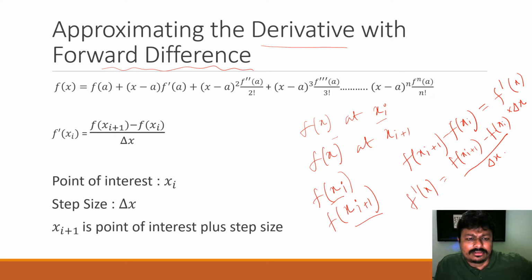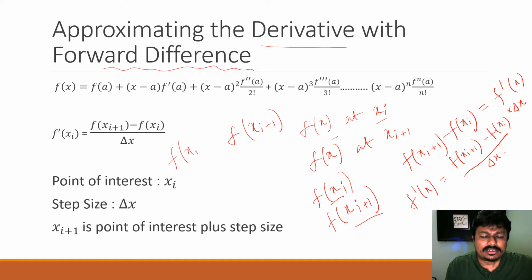Okay. So when I deduct this, it is given like this. And if I want to approximate the derivative of function x with the help of backward difference, what we do is we deduct function of x at xi minus 1 from function of x at xi, and we get a value like this of f prime x.